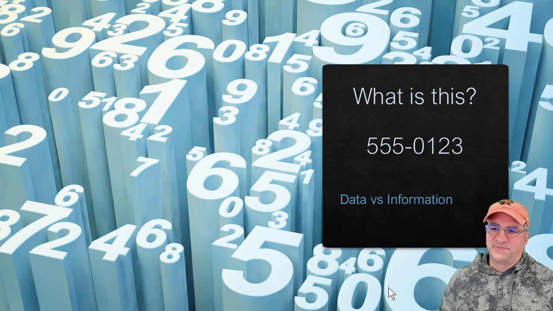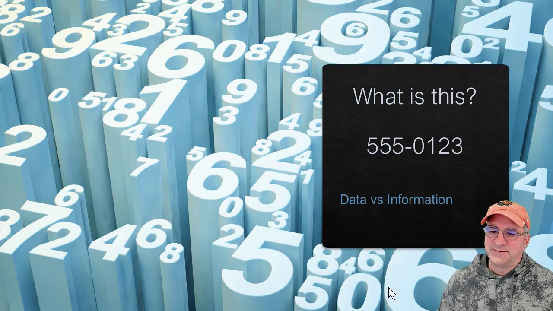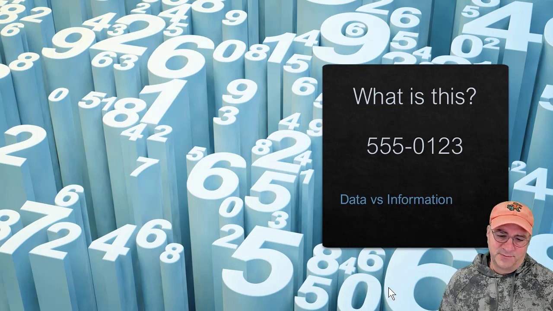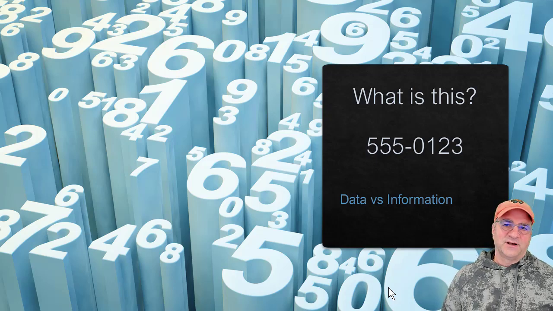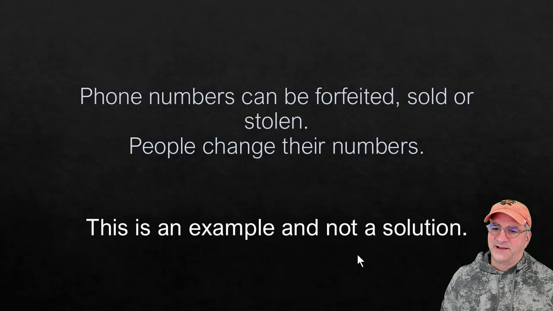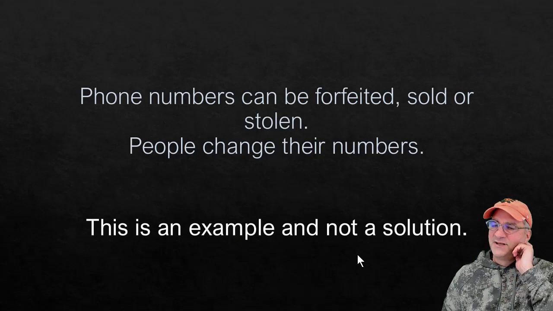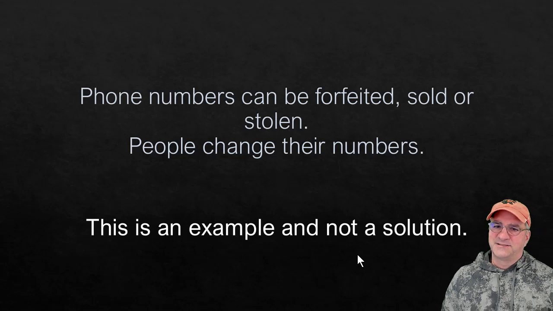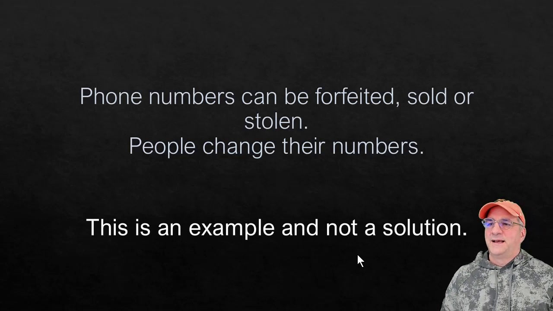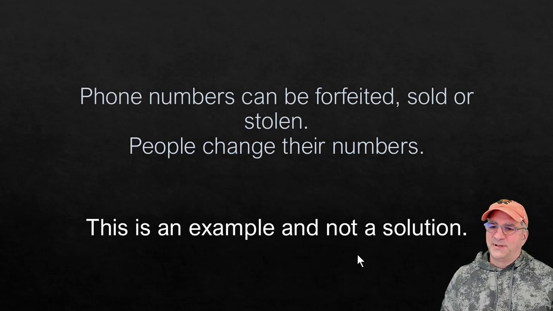Well, we think of it as a phone number, but it turns out that's data. It's not information until we know what we're going to use it for. So let's talk about what this thing is that looks like a phone number. First thing I'm going to tell you is phone numbers can be forfeited, sold, stolen. People can change their numbers. A whole bunch of stuff can happen. And so this is an example and not a solution.